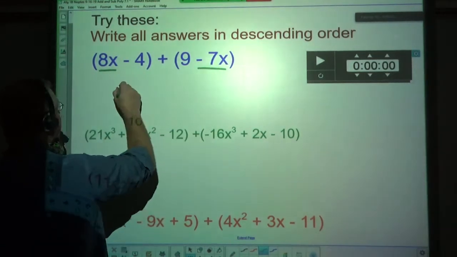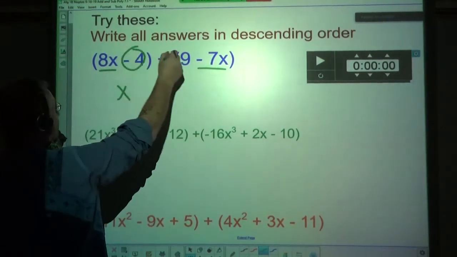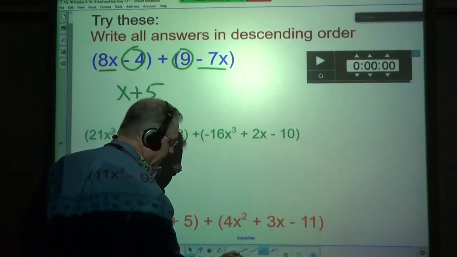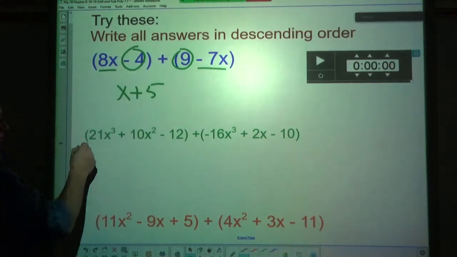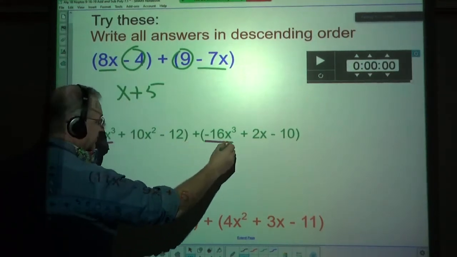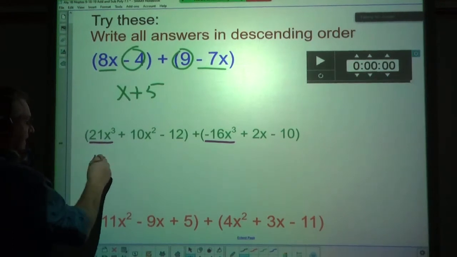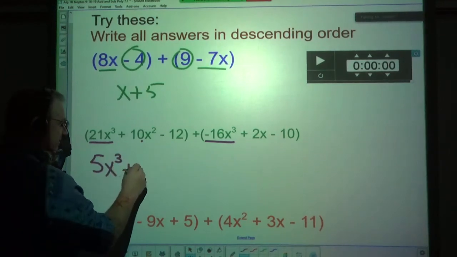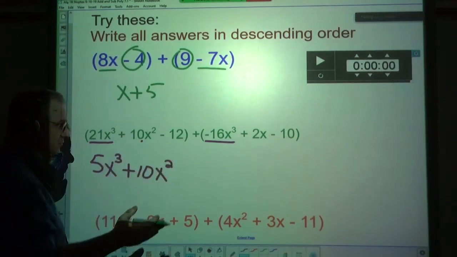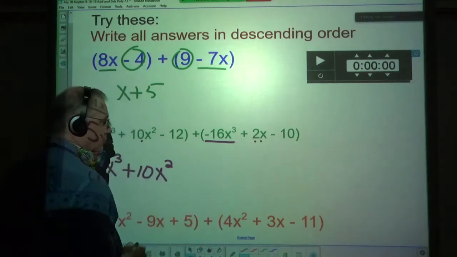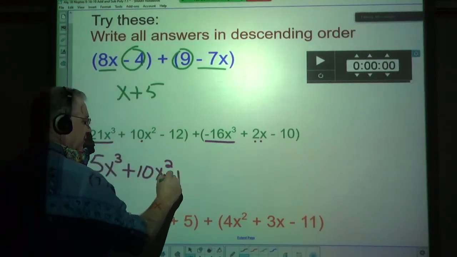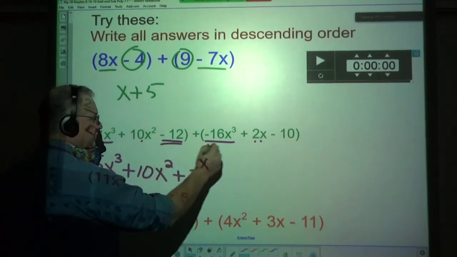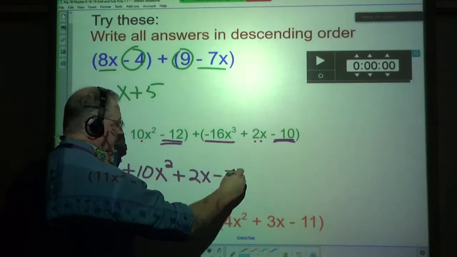8x and -7x makes 1x. -4 and +9 make a +5. Next example. 21x to the third, -16x to the third, that's 5x to the third. I've got 10x squared, so plus 10x squared. There's no other x squareds. I've got 2x, and there's no other x to the first, so 2x. And then I've got -12 and -10 make -22.